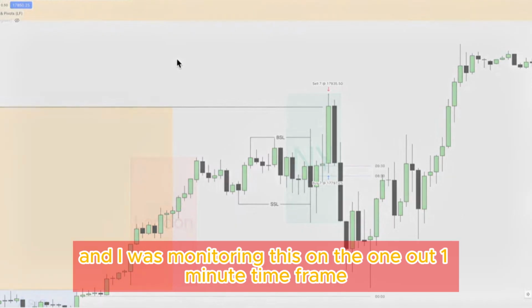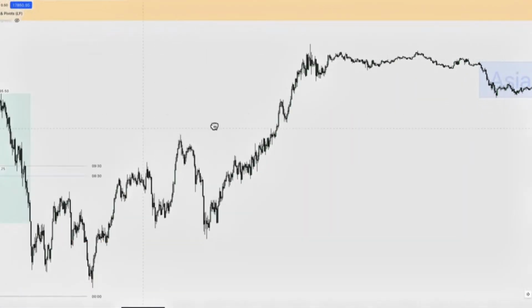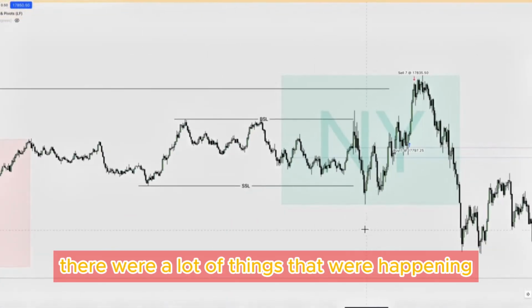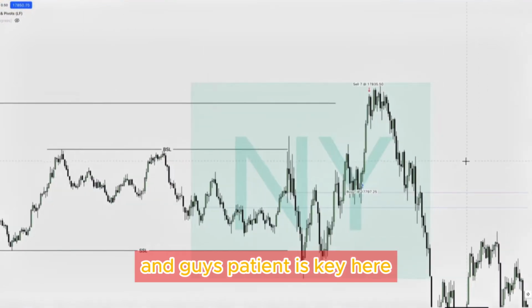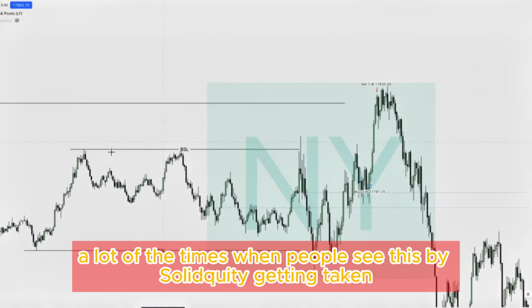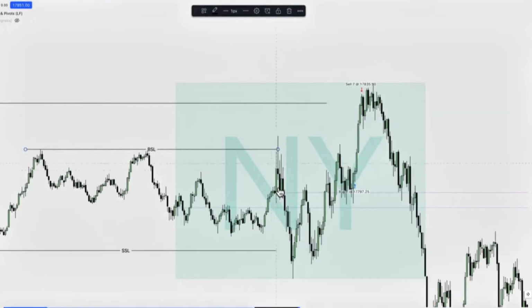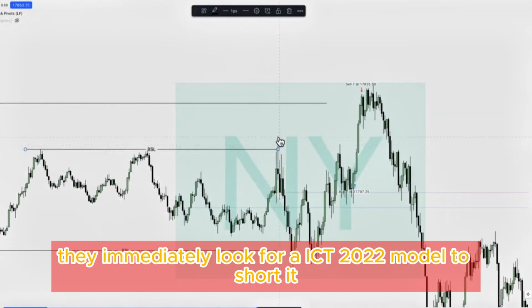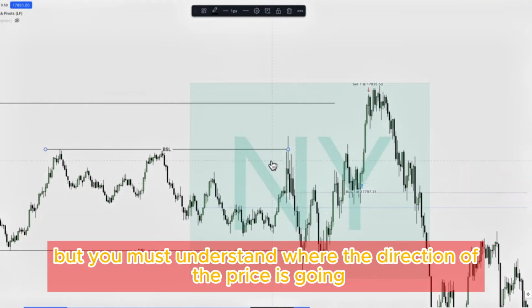And I was monitoring this on the 1 minute time frame. So on the 1 minute time frame, there were a lot of things that were happening. And guys, patience is key here. A lot of the times when people see this buy side liquidity getting taken, they immediately look for an ICT 2022 model to short it. But you must understand where the direction of the price is going.